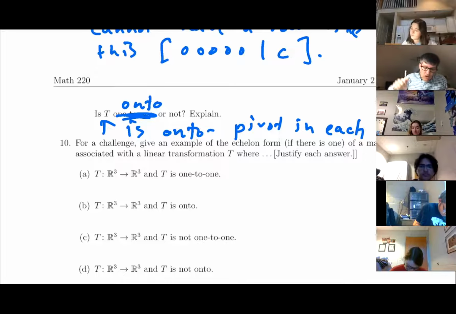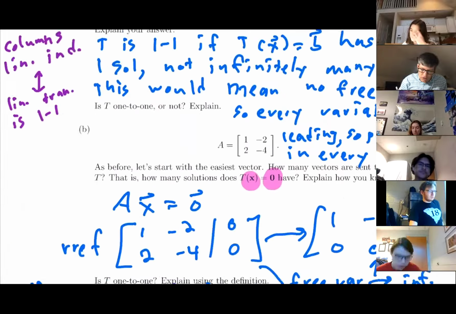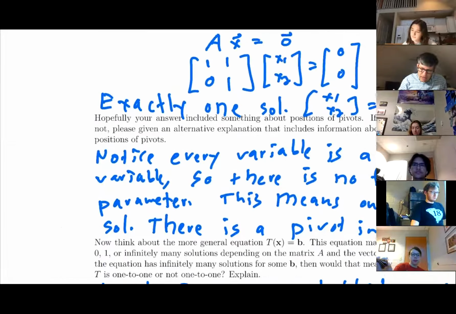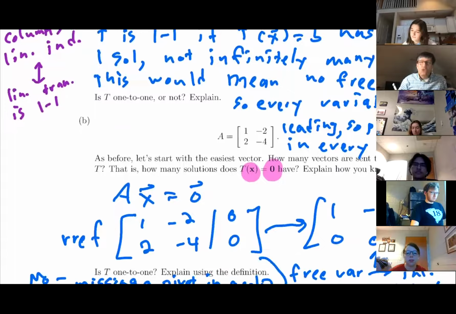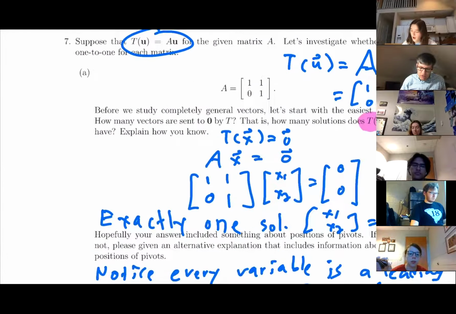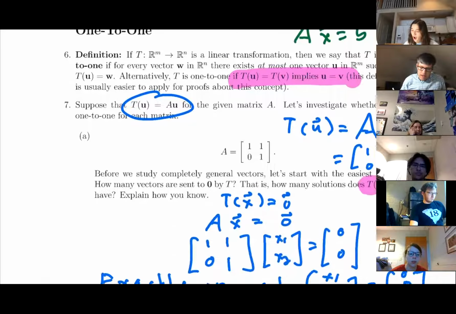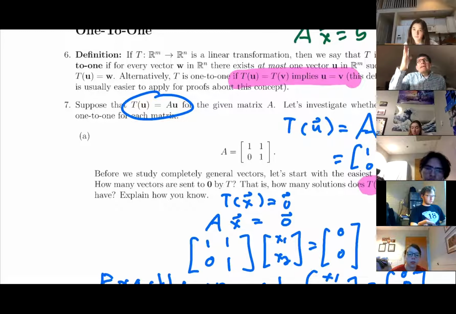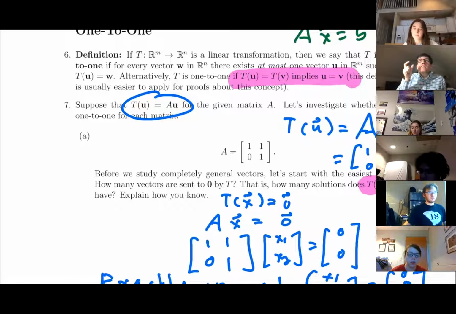So that's the reason why onto is connected to this idea of a pivot in every row. Whereas one-to-one is all about, are there infinitely many solutions? In order to understand whether there's infinitely many solutions, I need to look at the columns. If there's a column that's missing a pivot, that tells me that there's a free variable, and that tells me that there are infinitely many solutions. So that's why the idea of one-to-one is connected to a pivot in every column.